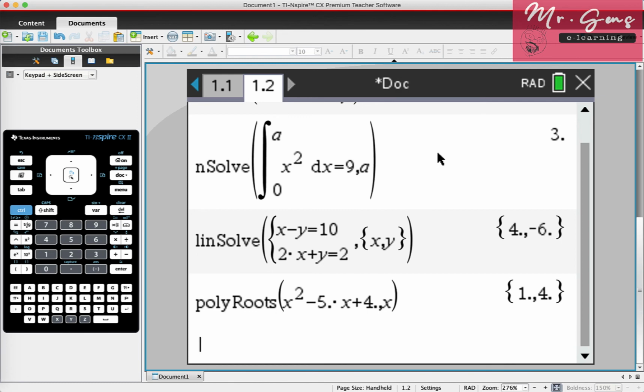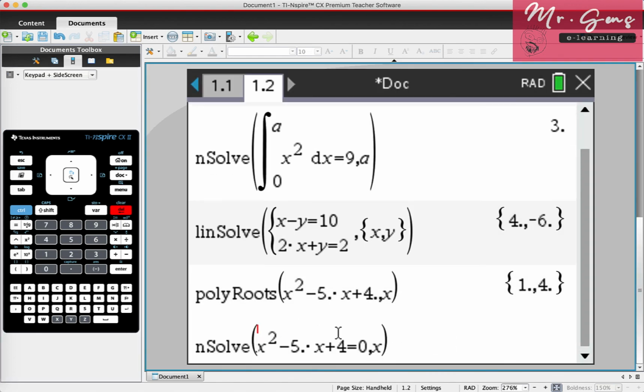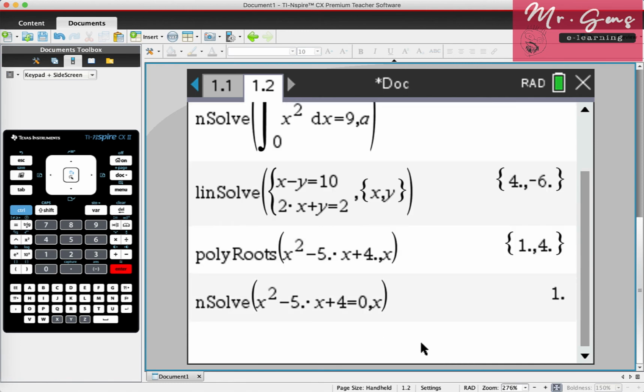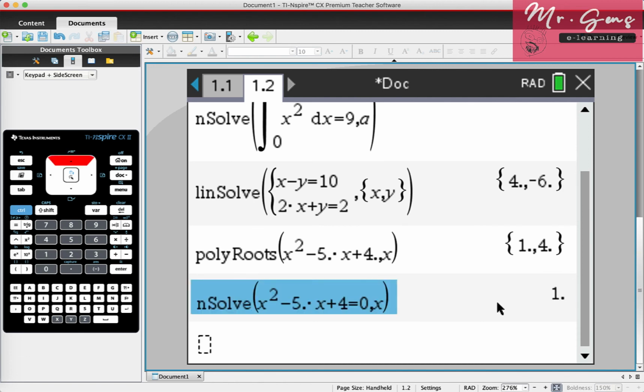Finally, I would like to show you what happens if you use numerical solve for a quadratic equation. I am using the same equation. When we press enter, we will see only one solution. For this example, we will see 1 as the solution because it is closer to 0. Of course, there's a way to overcome this problem.